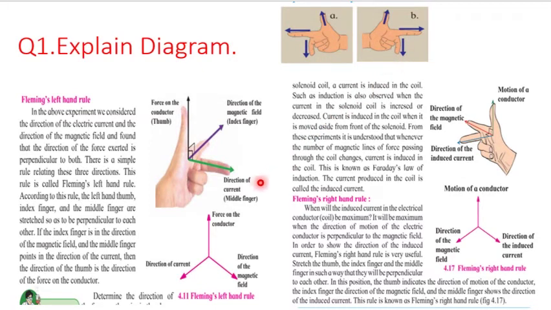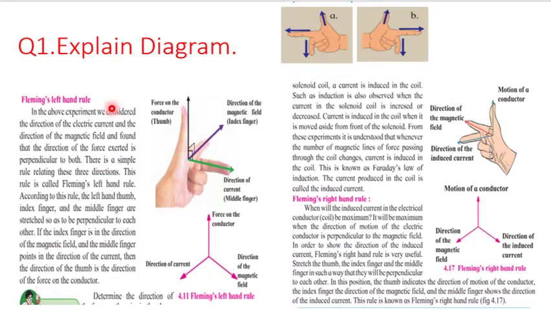But in the Fleming left hand rule we have to write down the direction of the current. Friends, we know that the Fleming left hand rule gives the direction of the force on the conductor. So here at the thumb we have to write down force on the conductor. But in Fleming right hand rule we have to write down motion of the conductor.